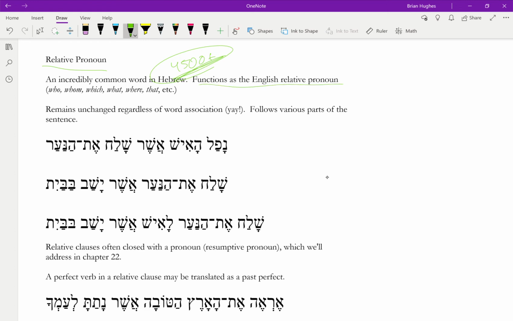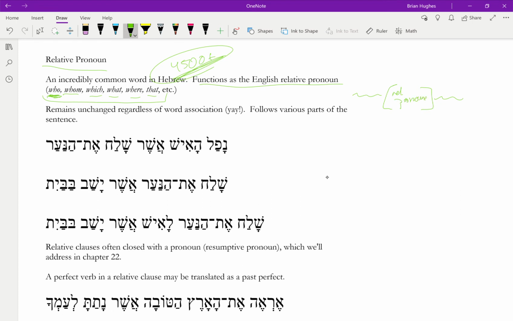so it functions in the same way as the English relative pronoun, which has a lot of different forms. In English, who, whom, which, what, were, that. So this introduces a subordinate clause, and so it's saying the man who did this, he fell down, or something like that. If you can picture a sentence going along, and then there's this bracket to add a little bit more info. This is often what a relative pronoun is doing.